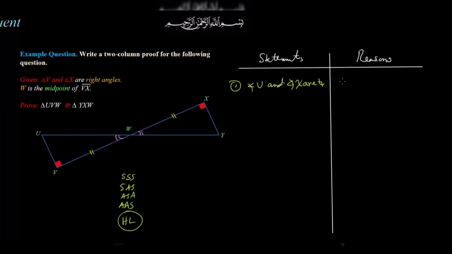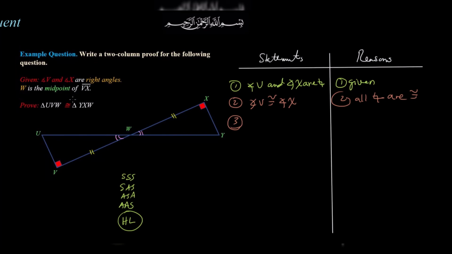Okay, so that's given. Then we have to say that if two angles are right angles, then they're congruent. So we say angle V is congruent to angle X, because all right angles are congruent. That's a theorem. All right angles are congruent, by definition of congruent angles.